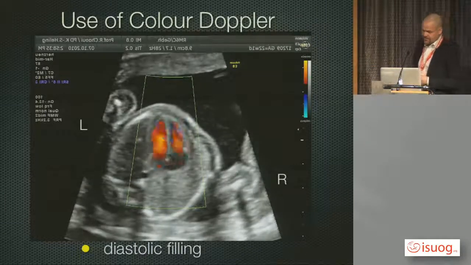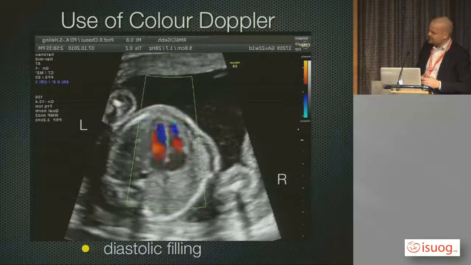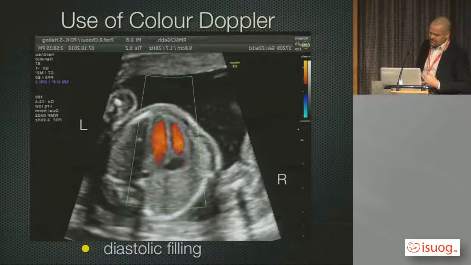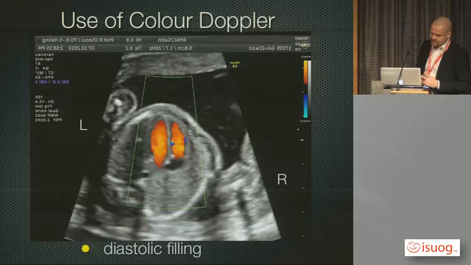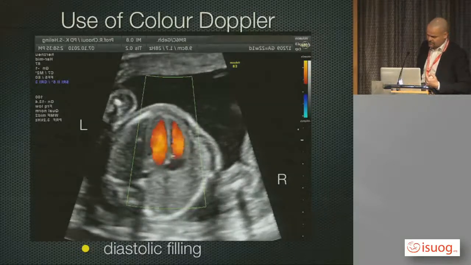The use of color Doppler: red is toward the transducer, blue is away from the transducer. It is important to decrease the size of your color box so you have a very good quality. You must play with the persistence, with the frequency, with the velocity, so that you have a good image. And clearly you can see the diastolic filling of both ventricles, and there's no sign of insufficiency.